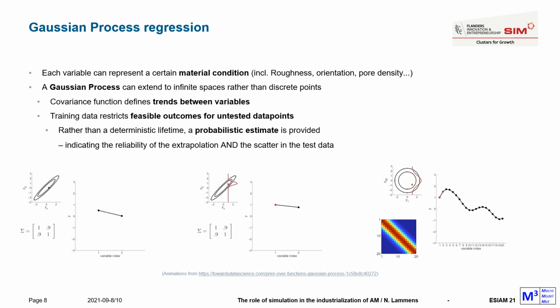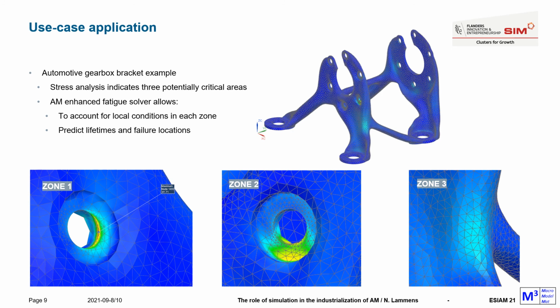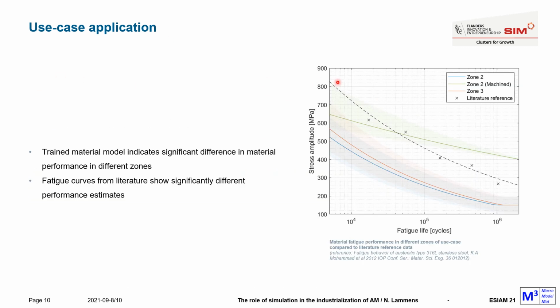To conclude this presentation, I wanted to give a short use case example of an automotive gearbox bracket. We performed a stress analysis indicating 3 potentially critical areas in the component, and we used the enhanced fatigue solver which I described to account for the local conditions in each zone and to help predict lifetimes and failure locations. The SN curves on the right of the screen show the predicted material performance in the different zones, taking into account the local material condition for those zones.